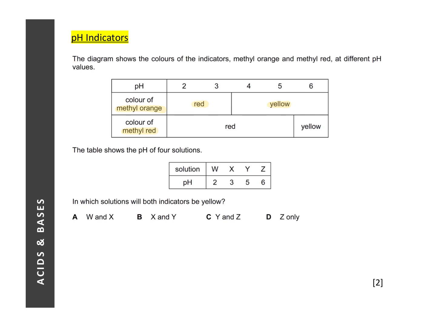So over here, this question requires you to determine the colors of 4 solutions in the presence of the two indicators, and in which solutions will both indicators be yellow. So we need to look for regions or pH in which both indicators will appear yellow, and that would be pH 6, and pH 6 corresponds to Z only. Okay, for Y at pH 5, your methyl red is going to appear red and not yellow.